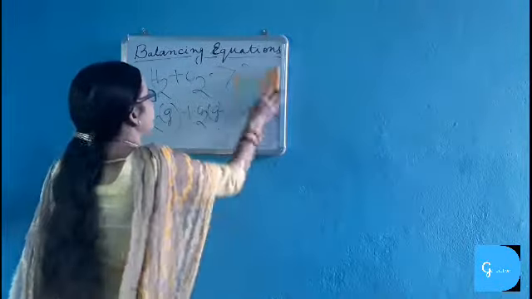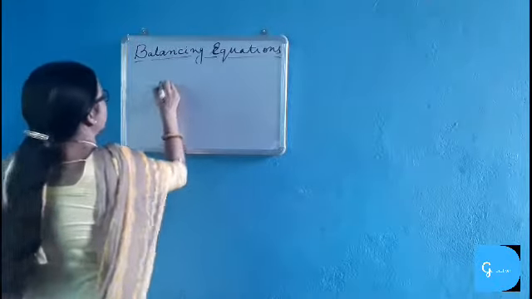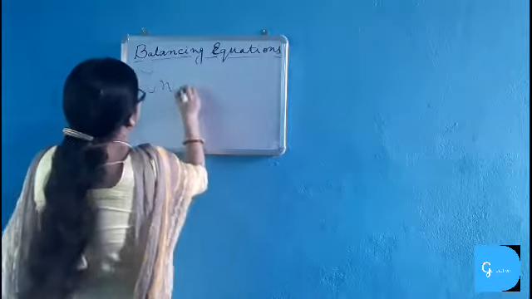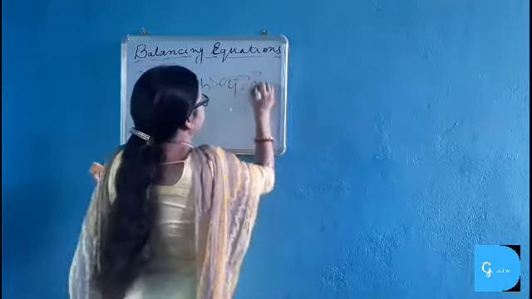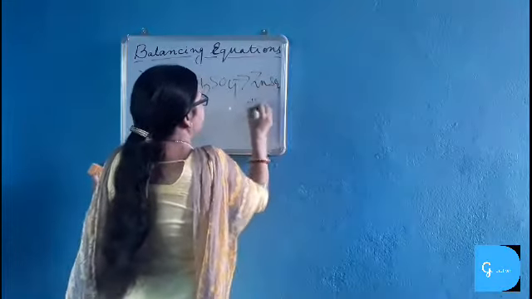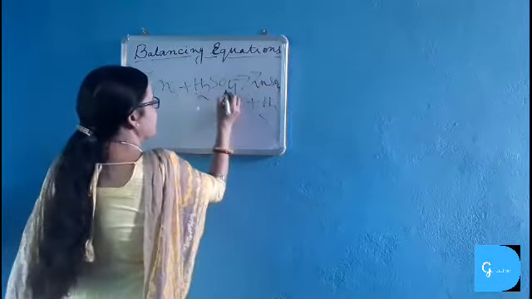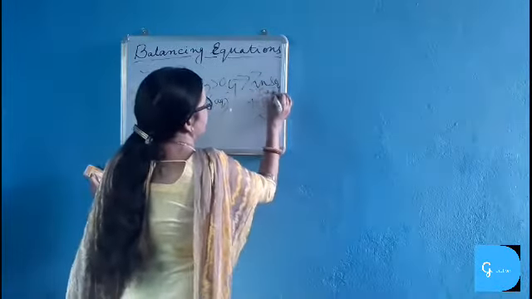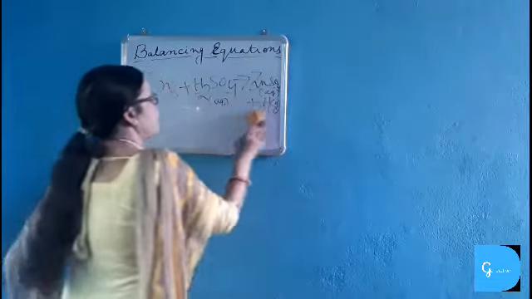Take another example. When zinc reacts with sulfuric acid, it gives zinc sulfate plus hydrogen. Zinc is solid, sulfuric acid is dilute so it is aqueous, zinc sulfate is also aqueous, and hydrogen is a gas. These are the physical states of the matter.